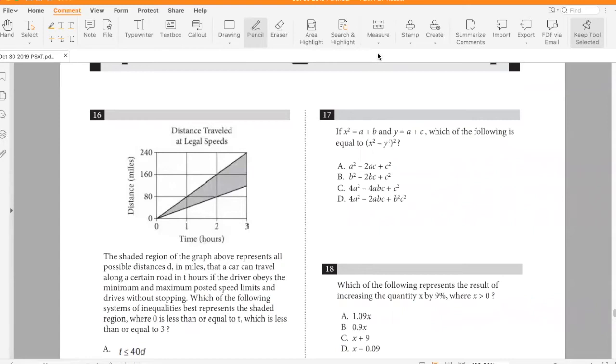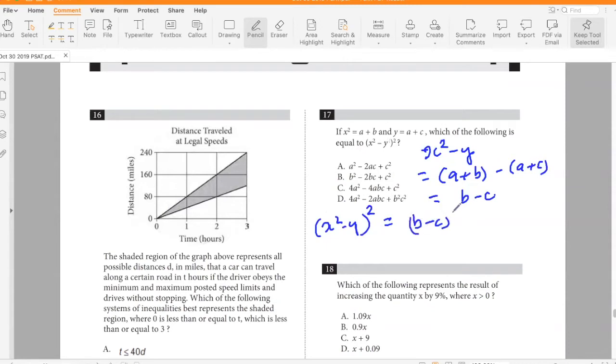Question 17. If x squared is a plus b and y is a plus c, which of the following is equal to (x squared minus y) the whole squared? So x squared minus y would be a plus b minus a plus c. So that's b minus c. And (x squared minus y) the whole squared would be (b minus c) the whole squared, which is b squared minus 2bc plus c squared.